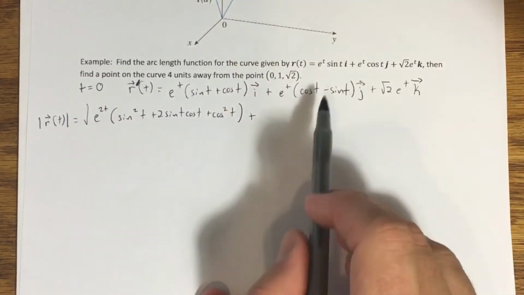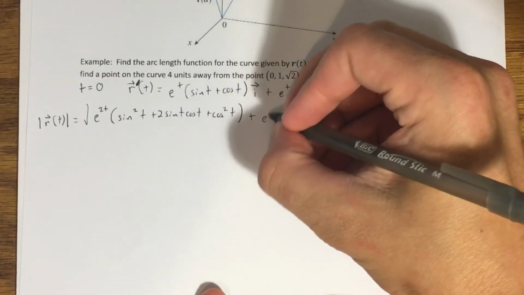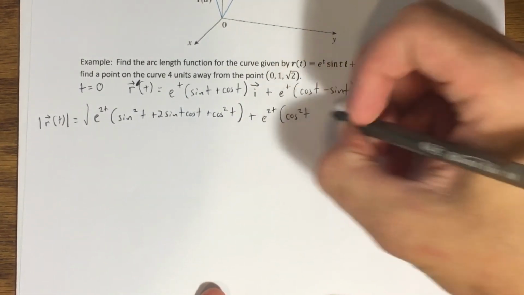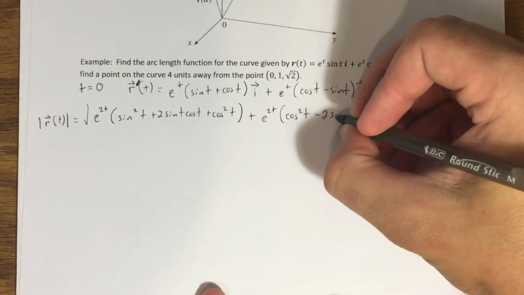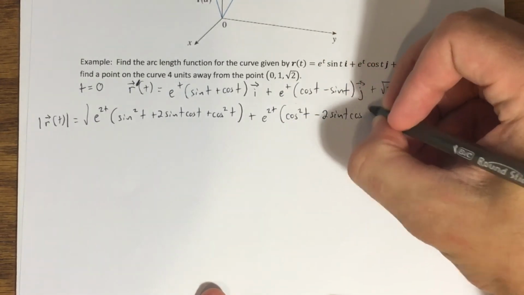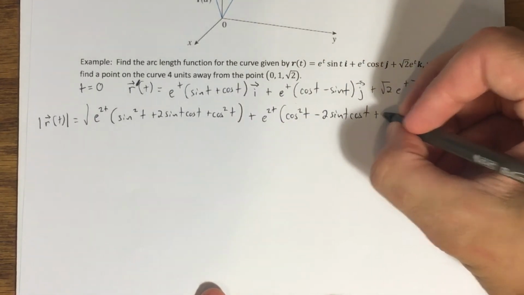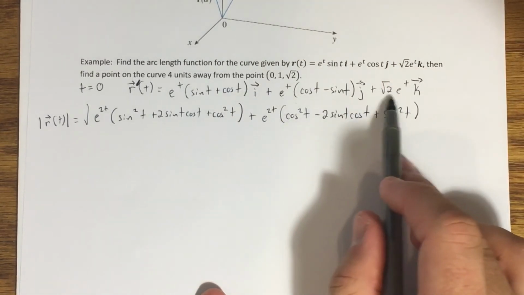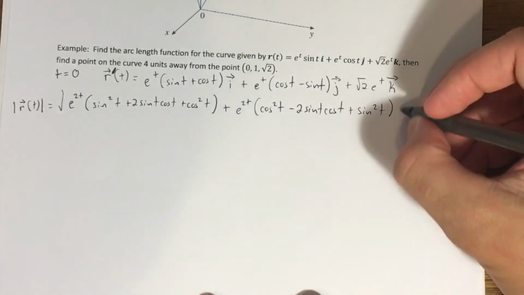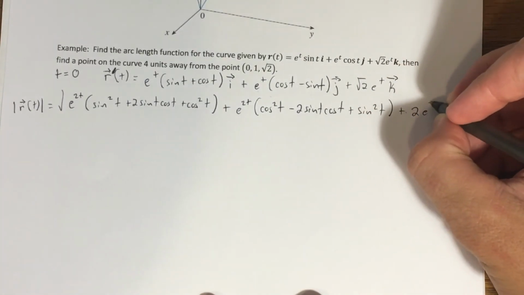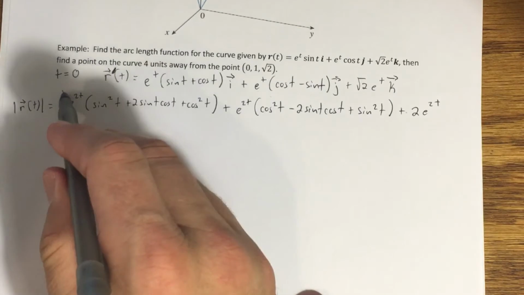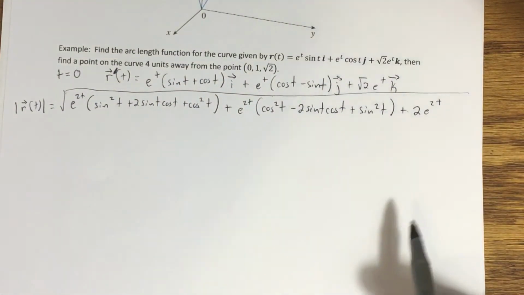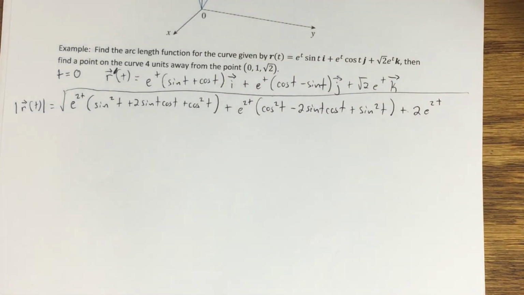Plus, now I'm going to square this. So I get another e to the 2t. This time I'm going to get cosine squared of t minus 2 sine of t cosine of t plus sine squared of t. Fortunately, this last component right here squares much more nicely. This becomes plus 2 e to the 2t. And that whole thing is under a big square root. There it is. Fortunately, this stuff simplifies down by a ton.